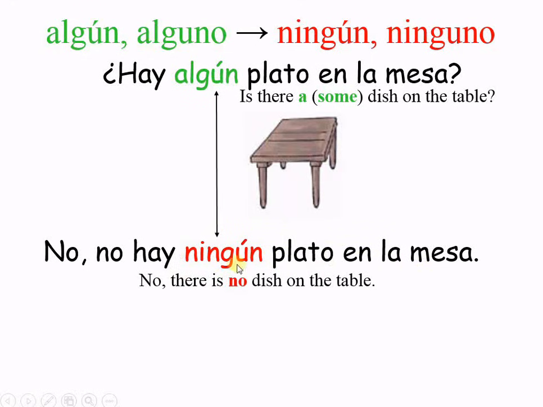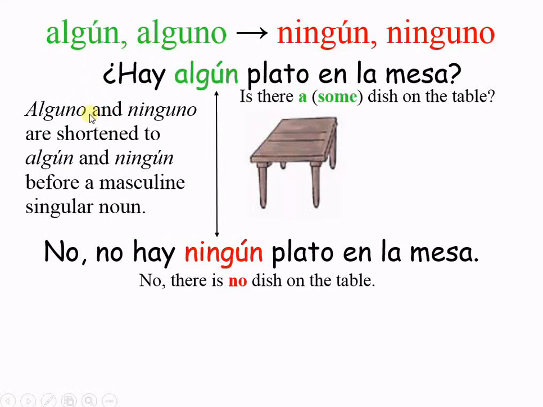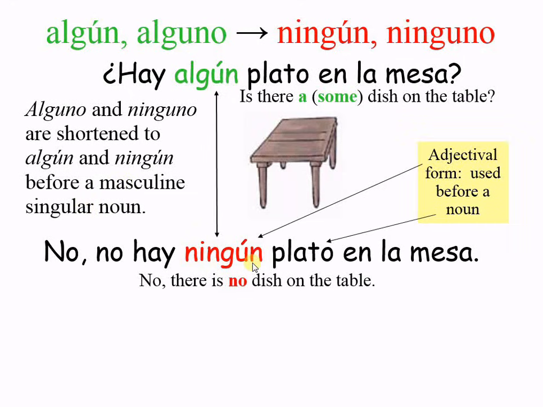Same reason here. The reason I use ningún instead of ninguno is because I have a masculine singular noun right after it. So I say no hay ningún, with an accent mark, and I drop the o, plato en la mesa. Alguno and ninguno are shortened to algún and ningún before a masculine singular noun. Again, I have ningún here because I have a masculine singular noun right after it.